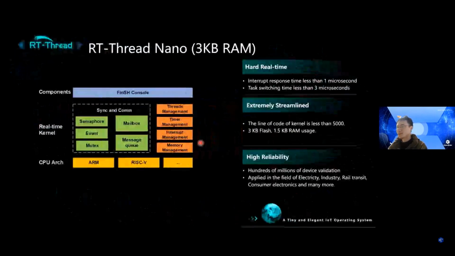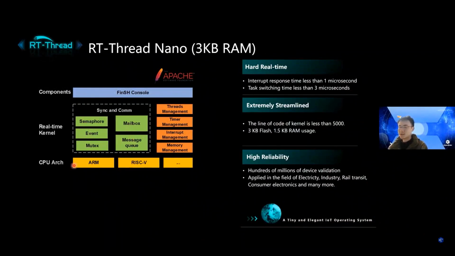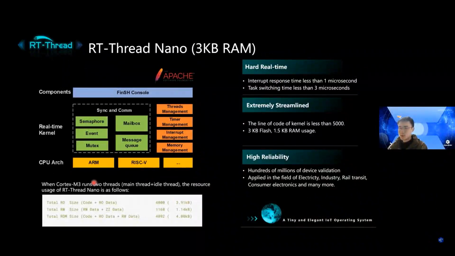The first one, the nano version, even though it is pretty small, it supports all the most popular inter-thread communication tools, such as semaphore, event, mutex, mailbox, and message queue. It also supports different CPU architectures, such as ARM and RISC-V. As you can see here, running 2 threads takes roughly 4 kilobytes of flash and less than 2 kilobytes of memory. It is extremely small and reliable.